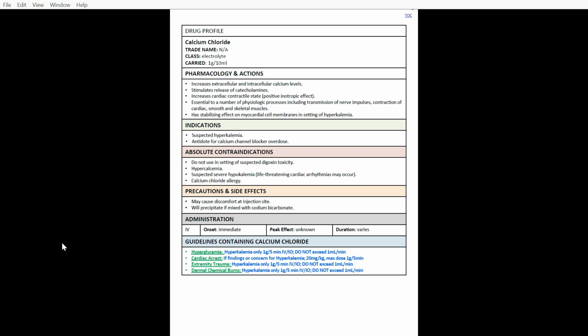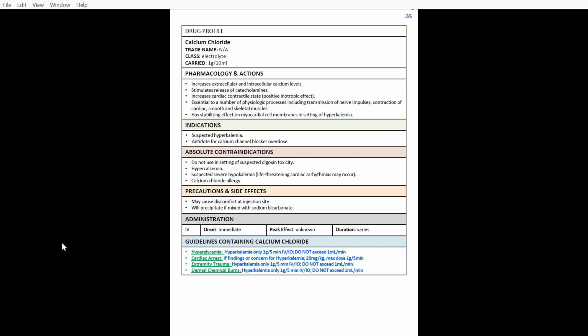Okay, so when would we use this medication? Suspected hyperkalemia, and it is an antidote for calcium channel blocker overdoses. Some absolute contraindications for calcium chloride include we would not use this for digoxin toxicity or hypercalcemia, so somebody that already has too much calcium. We wouldn't use this on suspected severe hypokalemia, because life-threatening cardiac arrhythmias can occur if we do give this for somebody who has low potassium. And then calcium chloride allergies.